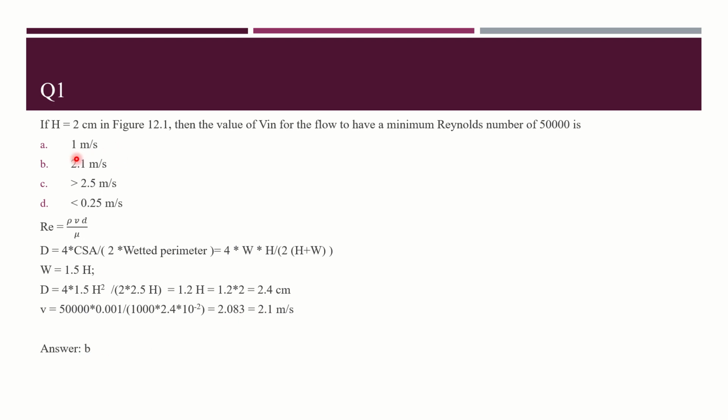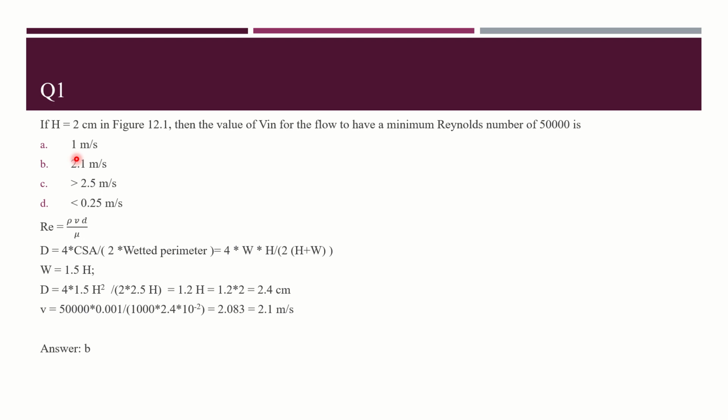So what we are doing, we are asked to calculate the velocity inlet. If we are given the Reynolds number, we can calculate the velocity inlet by substituting in the Reynolds number formula. Reynolds number is inertial force by viscous force, which is given by rho v d by mu. In this form, we know the Reynolds number, we know the density of water, we don't know velocity, and we need to calculate d. Because it is not a circular pipe, we calculate the hydraulic diameter, which is given by 4 into cross sectional area of the pipe divided by 2 times the wetted perimeter.